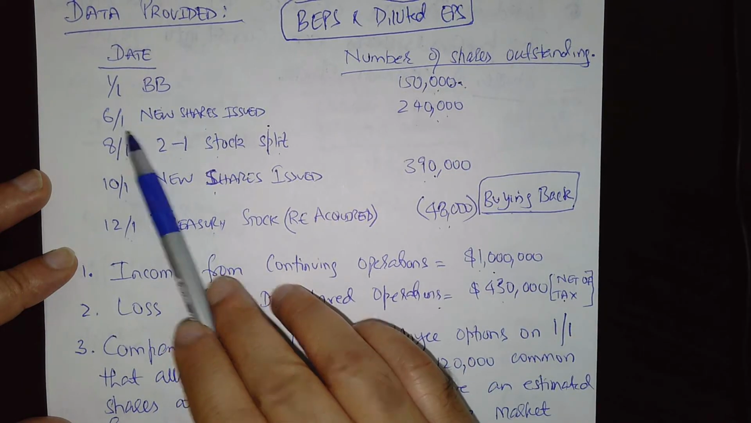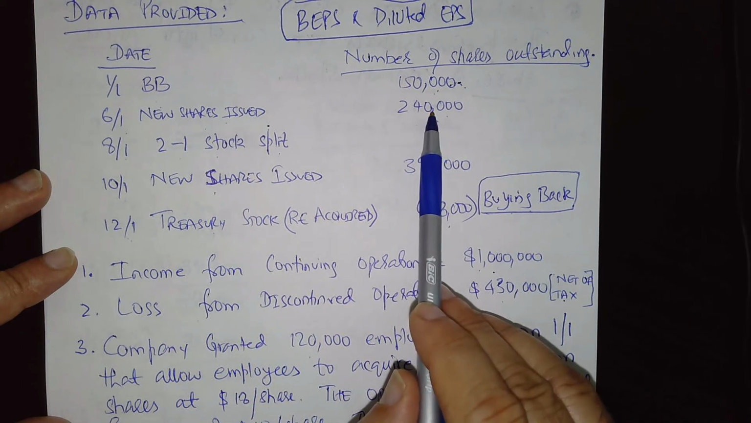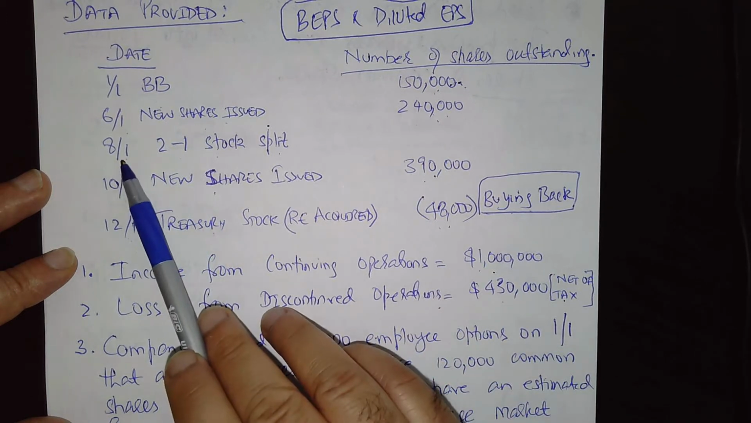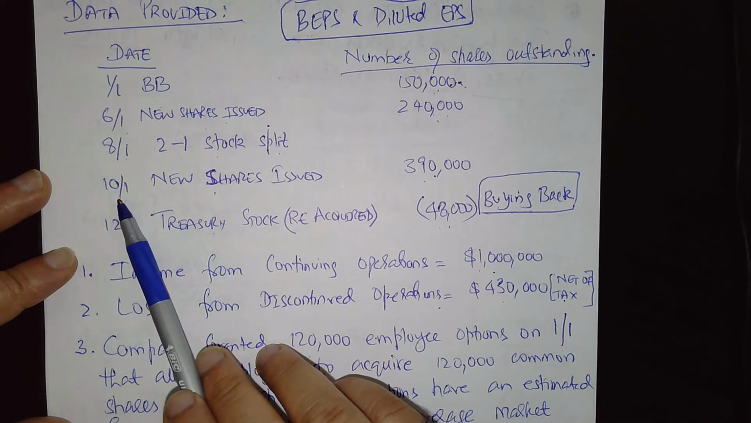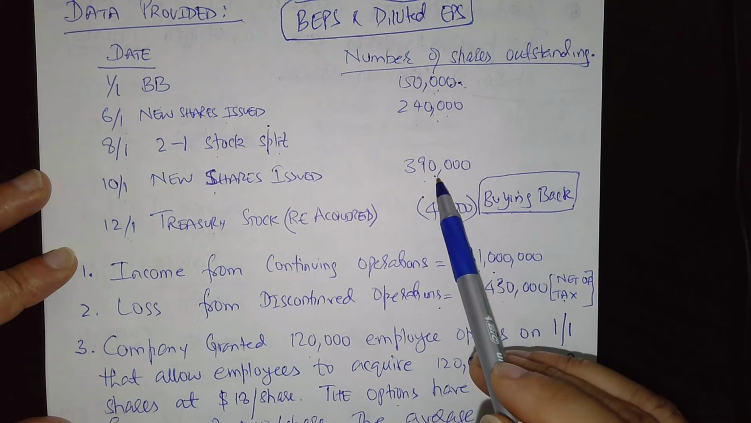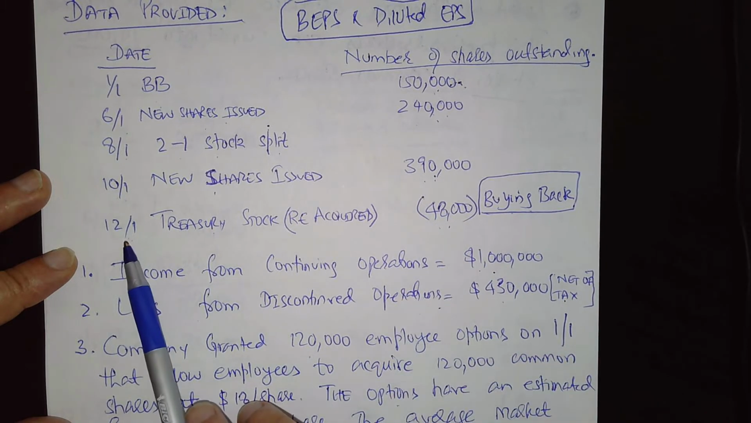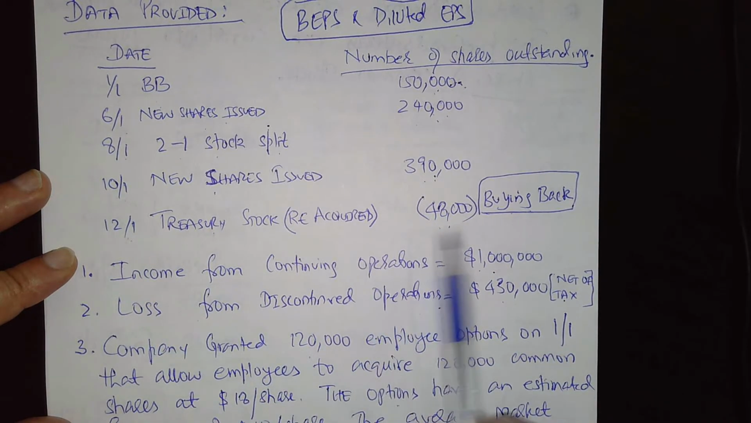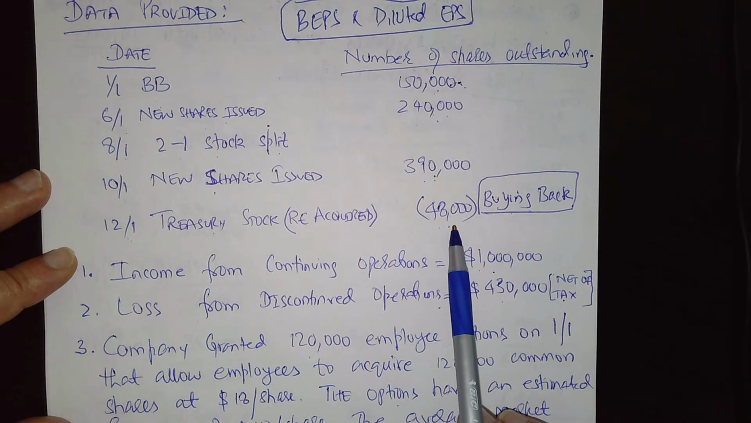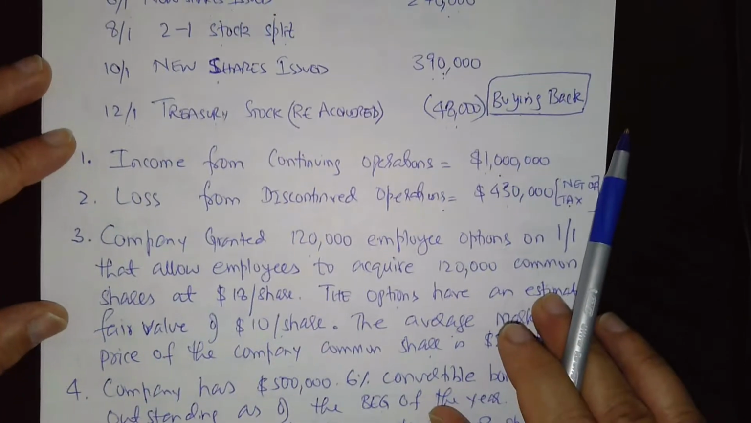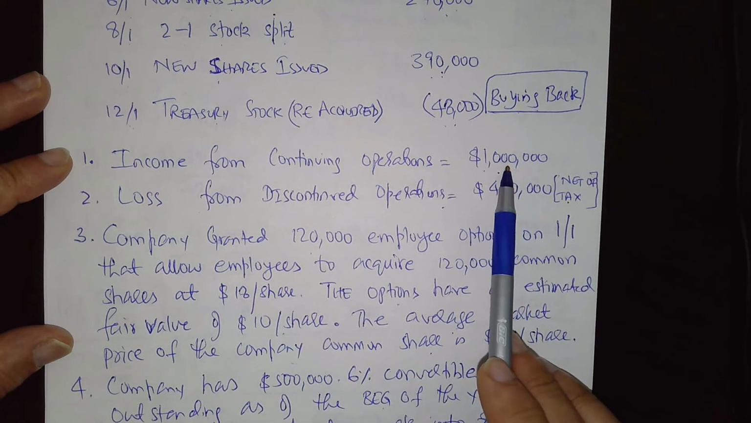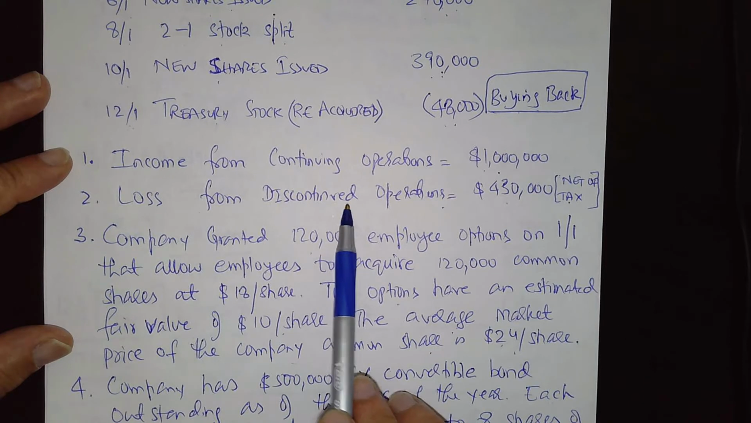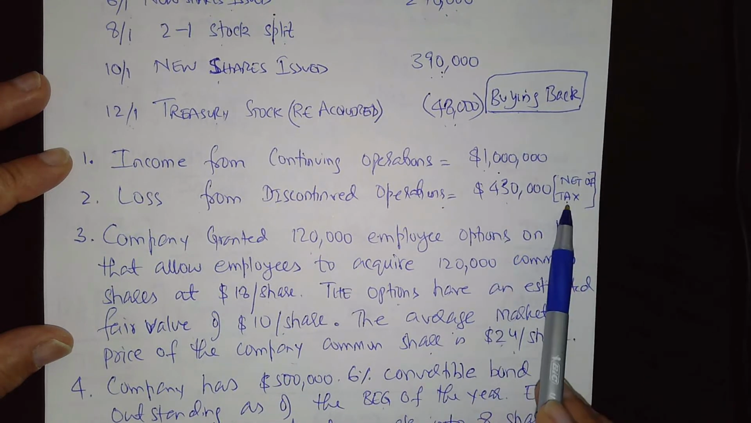On June 1st, they issued new shares, 240,000 additional shares. On August 1st, they have a 2-to-1 stock split. And on October 1st, they issued new shares again, 390,000. And on December 1st, they purchased back 48,000 shares of common stock, buying back. Besides this additional information, they have an income from continuing operations of $1 million. They have a loss from discontinued operation of 430,000 net of tax.